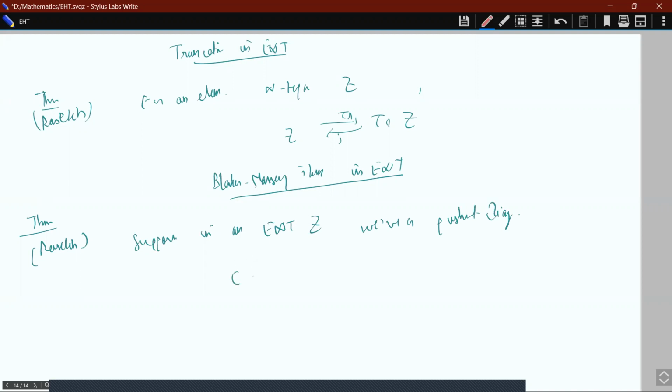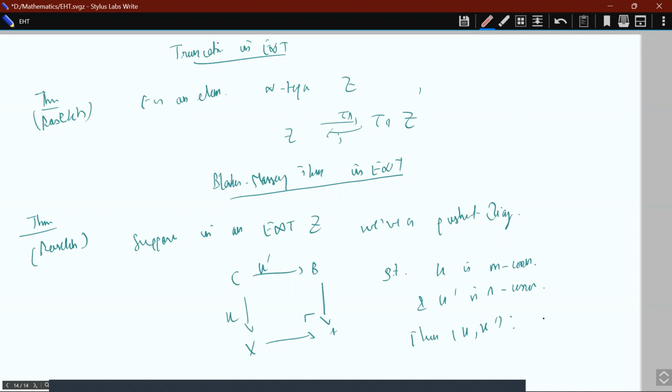So, notations, right? Such that K is m-connected, K' is n-connected, and then if this one C is a connected.